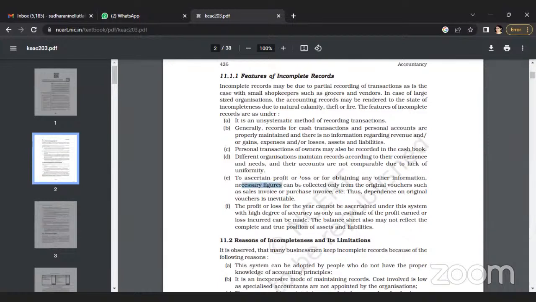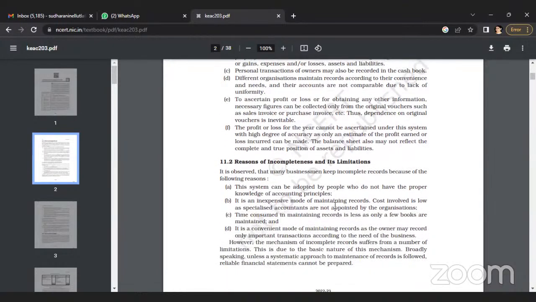So how do they calculate profit or loss of these organizations, and how do they pay the tax? How the income tax is charged on these is based on the vouchers, bills, and cash memos that they maintain. Based on that information only, the profit or loss of the firm will be valued. So we cannot ascertain an exactly accurate value under this system.